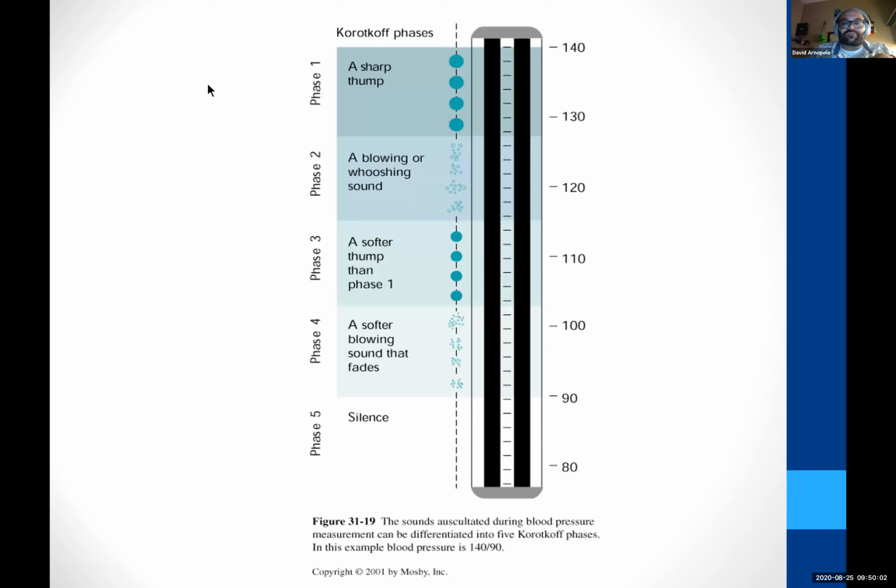Talking about the first phase versus the fifth phase, the thump, the blowing, the whooshing, the thump again. Again, this is the definition of what we're talking about with the Korotkoff sounds. Don't get lost in it. It's a definition slide just to introduce in case somebody says, or you see the Korotkoff sounds, we're talking about blood pressures.